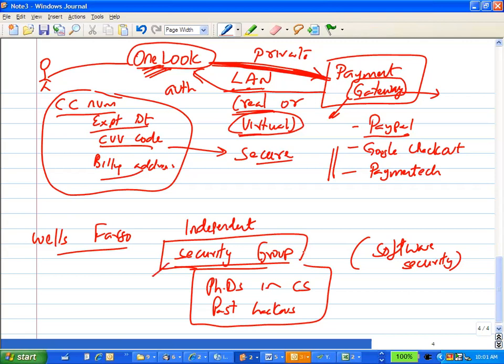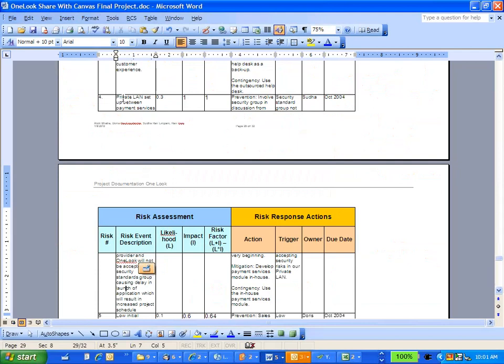I mean, most of the software groups in Wells Fargo, for example, are very scared of the security group. They'll come and not let us go live until we fix the problems. Right? So I'm saying that we have a risk. The security group could shut us down, and therefore we have some actions about it.